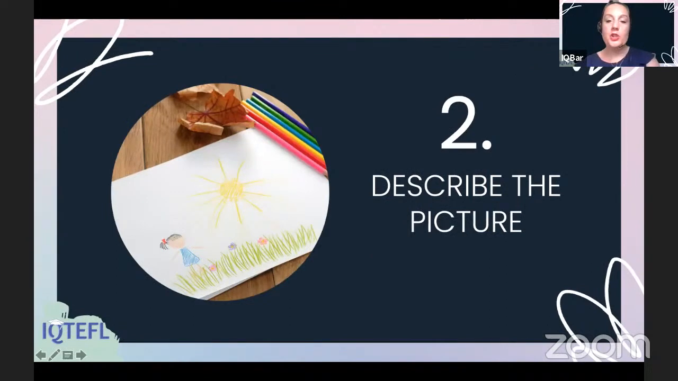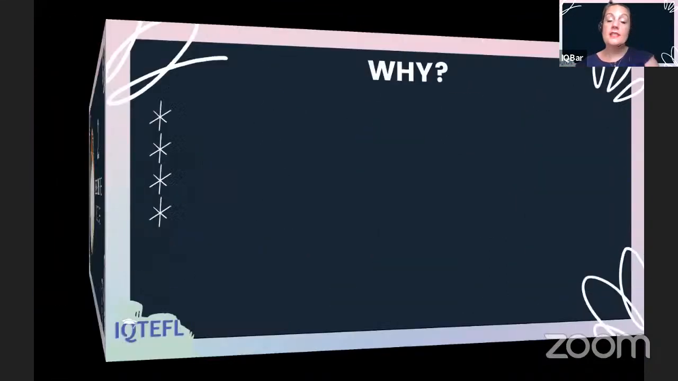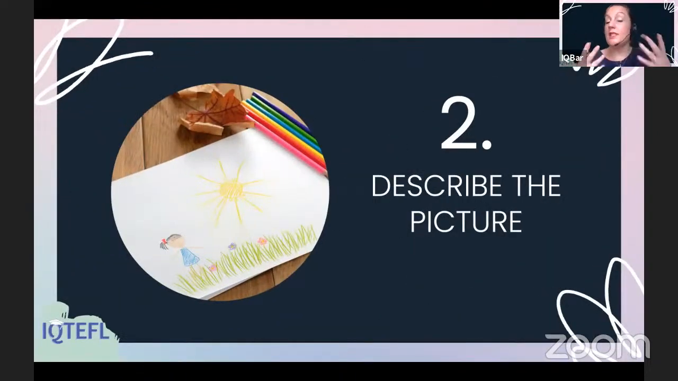So let's look at point 2, activity 2, sorry, describe the picture. So literally, as you can see, you can have a picture, maybe one that you have preloaded or that is within the materials in the classroom, or maybe even one that you've drawn, or even one that you maybe have encouraged your student to draw. So let's have a look at this in a bit more detail.